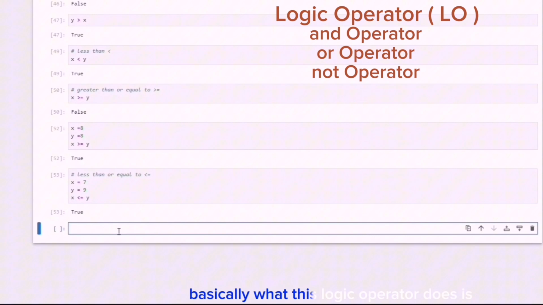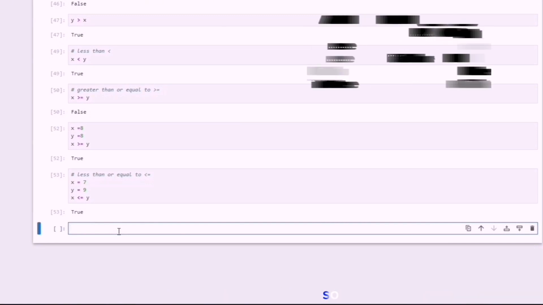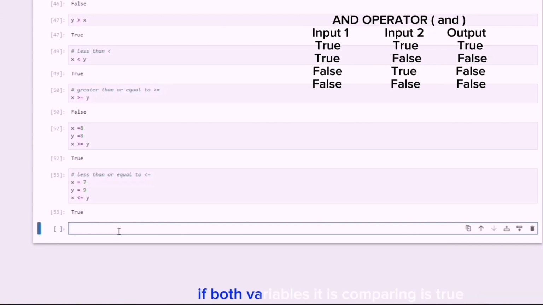Basically, what this logic operator does is almost the same thing as the comparison operator. It accesses two variables, and these variables are either true or false. Only when both variables it is comparing are true will the AND give true. If both are false, it will give false. If one of them is false, it will give false. We're going to be looking at it now.